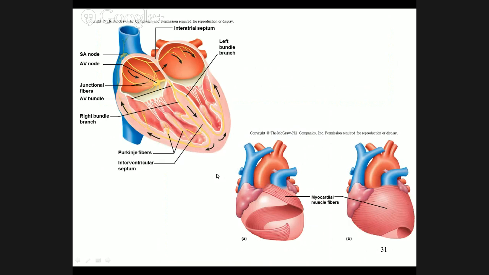This slide just illustrates a little bit exactly what the animation just told us, how the impulse travels to the junctional fibers, and then the AV bundle has a right and left branch, and those bundle branches spread to the ventricles through the septum, and then the Purkinje fibers spread everything through the muscle of the ventricles.